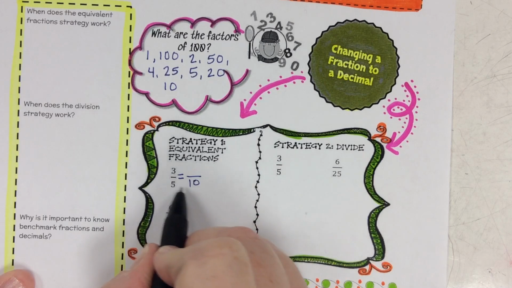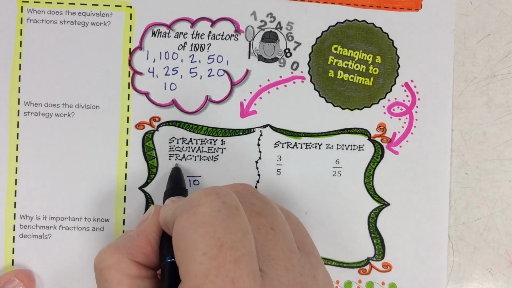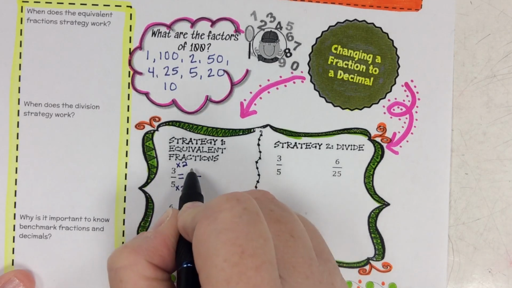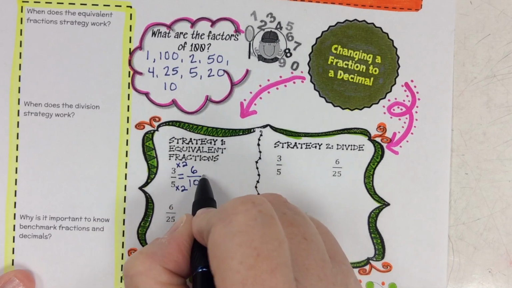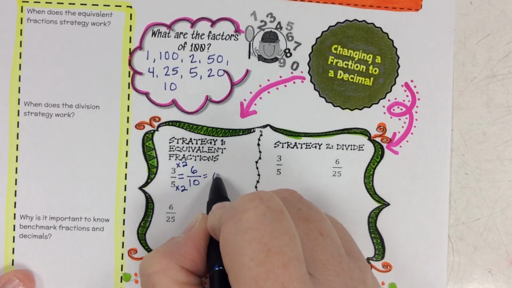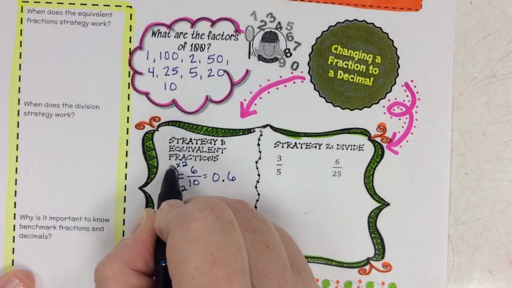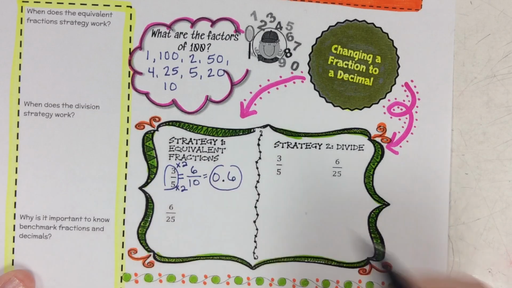So 3/5 equals how many tenths? Well, 5 times 2 is 10. So 3 times 2 is 6. And how could I write 6/10 as a decimal? 0.6. So look at that. This number equals this number.